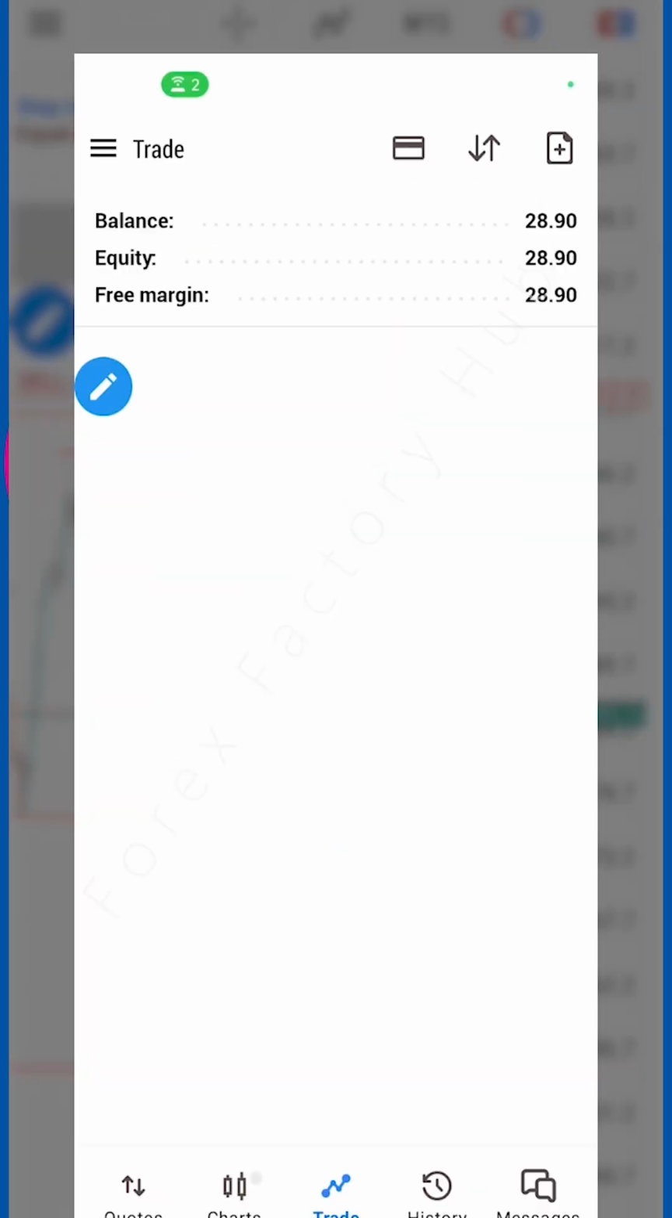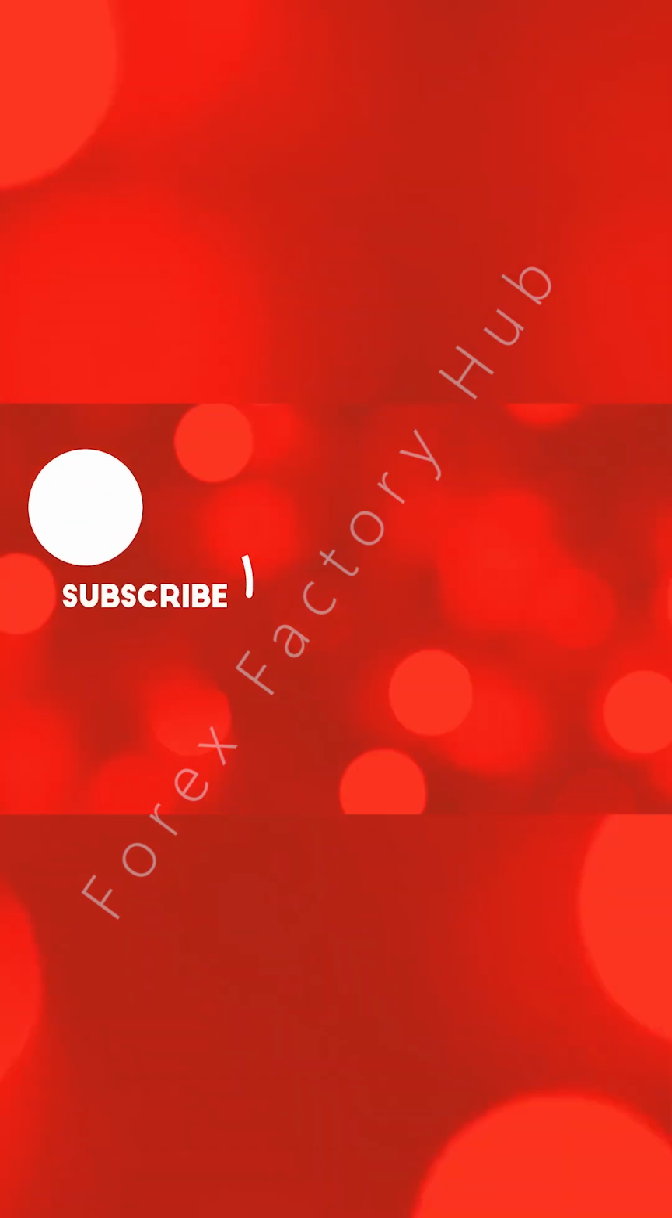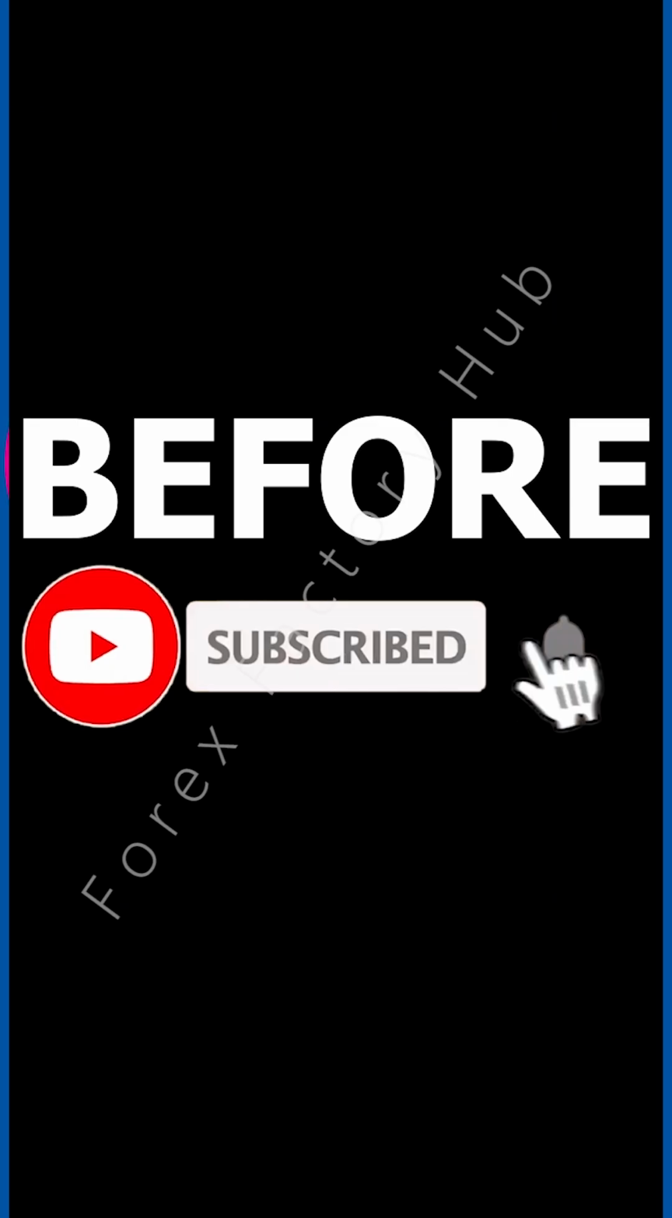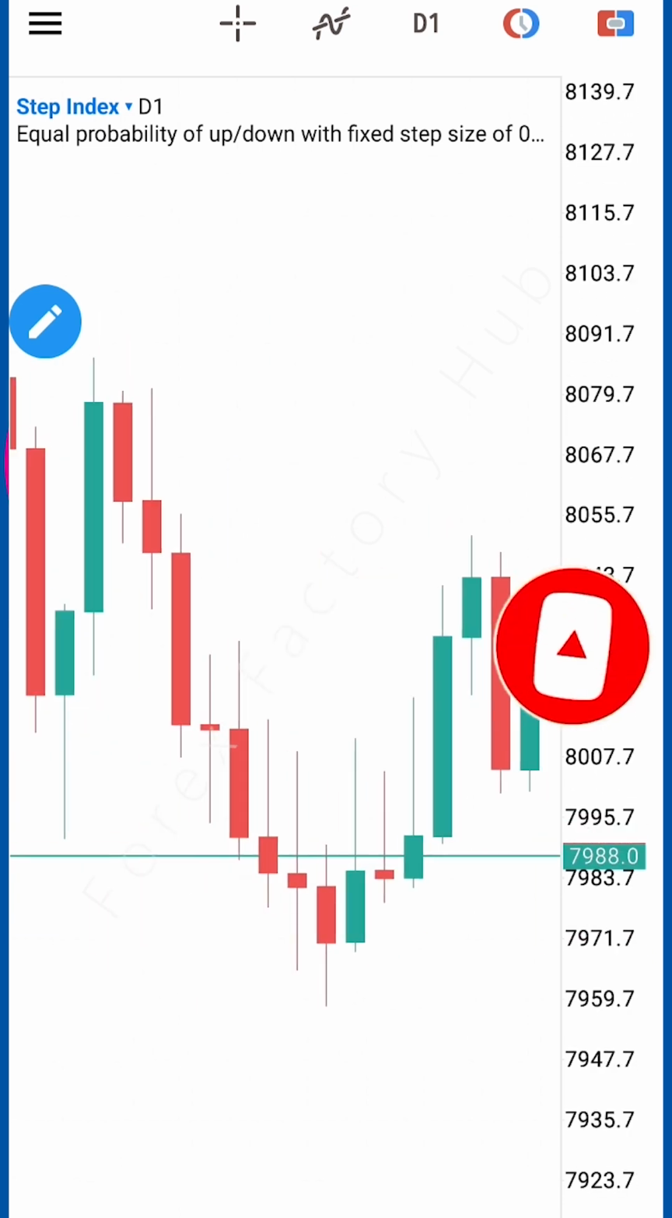I will be showing you how you can take your 20 USD account to over 100 USD in the Step Index 1 setup, so keep watching. So this is the 28 USD that was deposited, so we move on to Step Index.